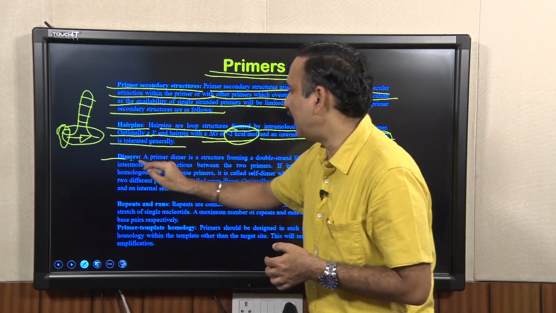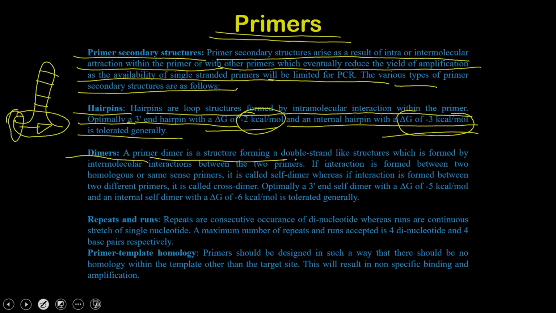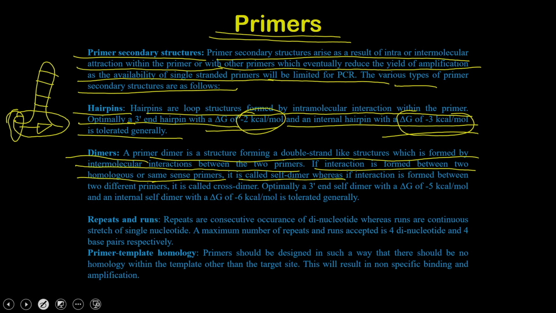Then you are going to have the dimers. A primer dimer is a double-stranded structure formed by the intermolecular interaction between two primers. If the interaction is formed between two homologous or same-sense primers, it is called a self dimer, whereas if the interaction is formed between two different primers, it is called a cross dimer.